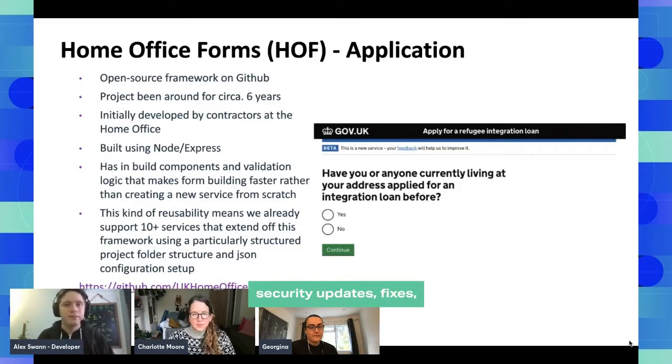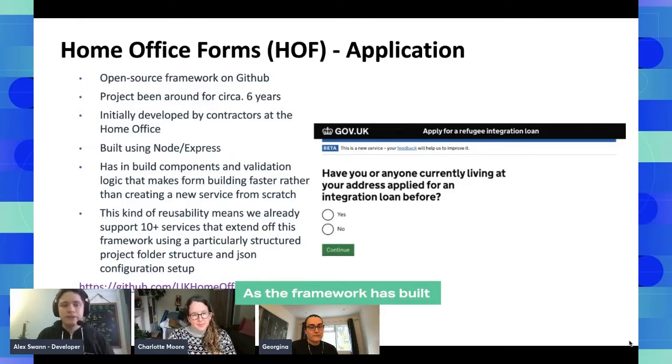updates, security updates, fixes, that kind of thing, and to manage the ecosystem better, as well as having an example application we can use to make changes to the framework without needing to then publish it to the NPM registry and bring that into a project to extend off.